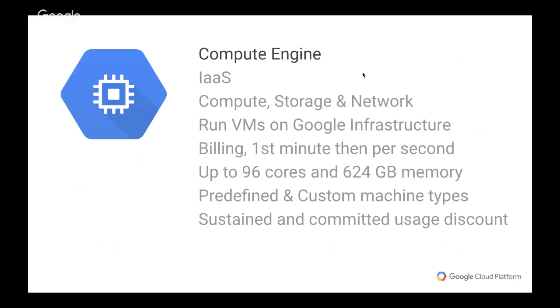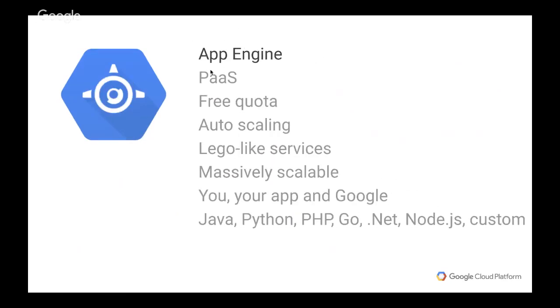Let's see another computing service on the cloud. App Engine is actually PaaS, platform as a service. There is a free quota, auto-scaling, and it's Lego-like services. The most important thing here is that it's available predefined by Google in Java, Python, PHP, Go, .NET, and Node.js flavors, and you can build your own custom instances on runtime. That's really cool about App Engine.